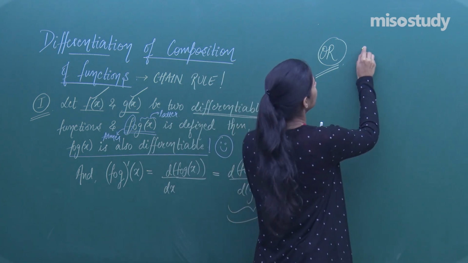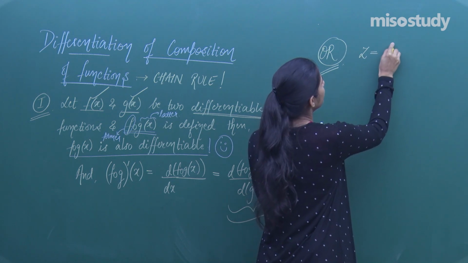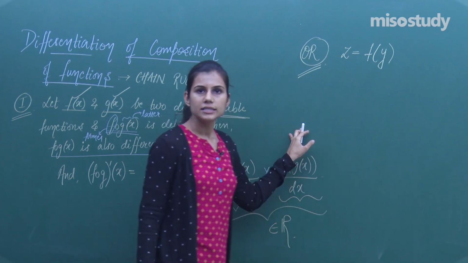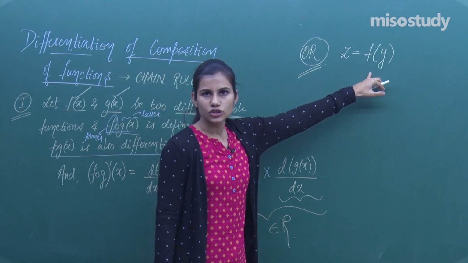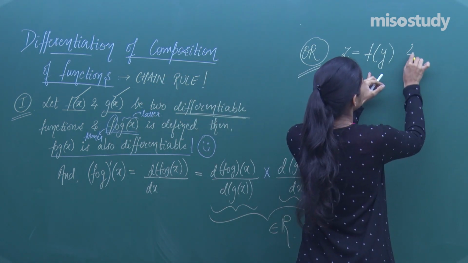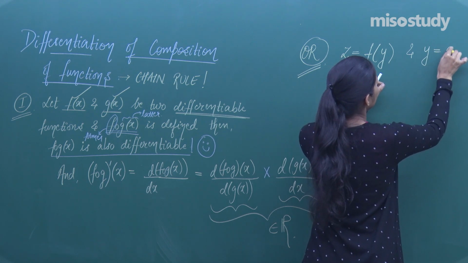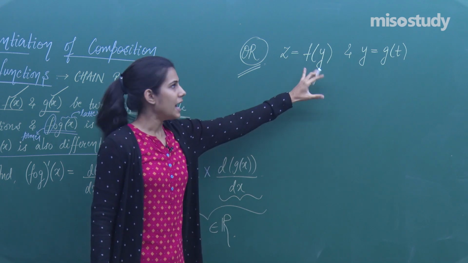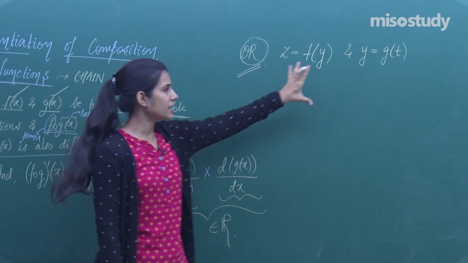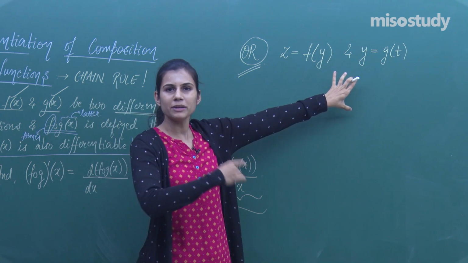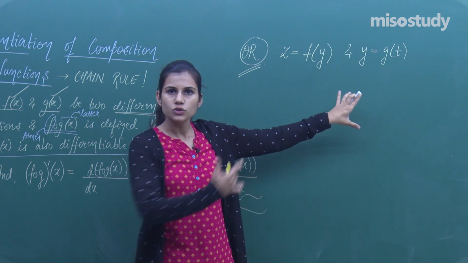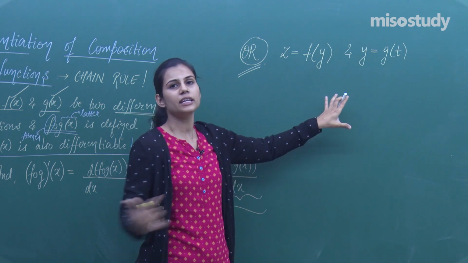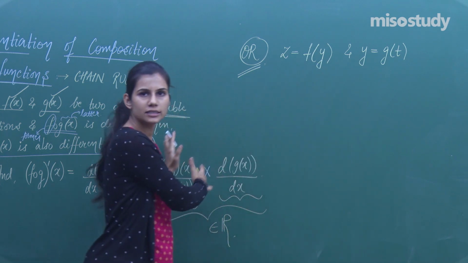It says that, suppose z is a function of y and y is a function of t. Okay? I am going to connect this with this. This is just another interpretation of the chain rule which is much easier than this one. So let's try to understand this. It's not something new, it is just another interpretation of this. So I'll be making you connect this with this.